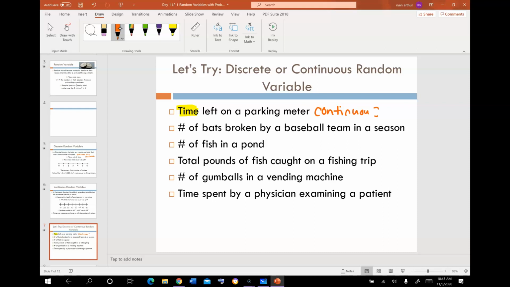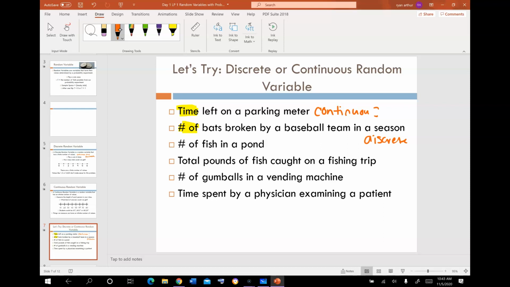So normally when it says number of, usually when it says the number of something, that is going to be discrete because I can count that. I can count how many bats a baseball team goes through in the season, okay? You can count them because they're physical and they're like a whole object, okay?